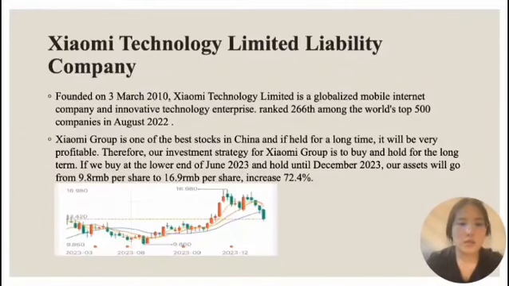Xiaomi Technology Limited Liability Company, founded on 3rd March 2010. Xiaomi Technology Limited is a globalized mobile internet company and innovative technology enterprise. Xiaomi Group has one of the best stocks in China and if held for a long time, it will be very profitable. Therefore, our investment strategy for Xiaomi Group is to buy and hold for a long term. If we buy at the lower end of July 2023 and hold until December 2023, our assets will go from 9.8 RMB per share to 16.9 RMB per share.